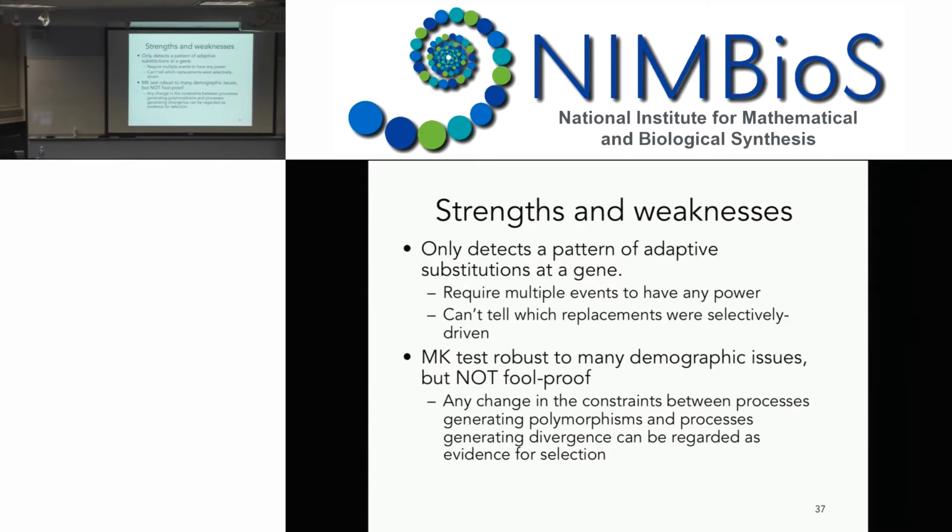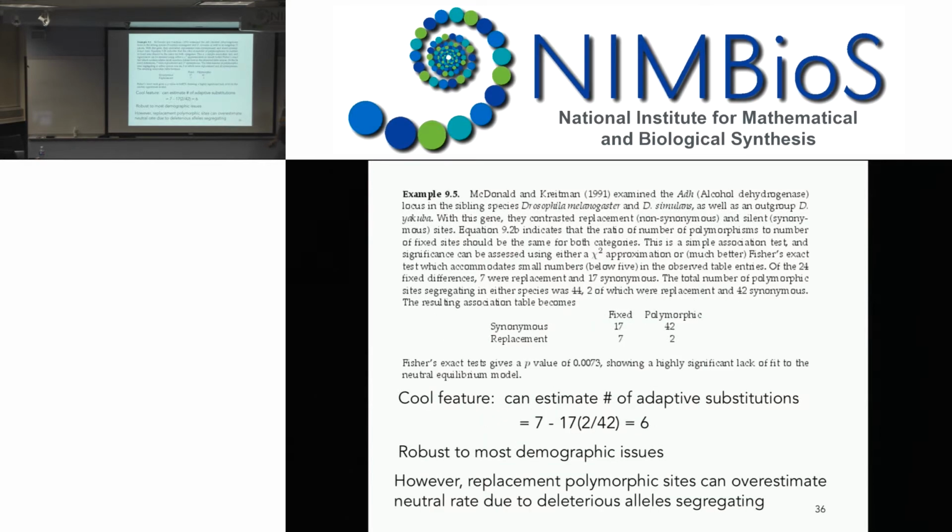So, strengths and weaknesses of McDonald-Kreitman and other such tests where I detect divergence: it only detects a pattern of adaptive substitutions. It requires multiple events to have any power, and I can't tell which replacements were selectively driven. Here, for example, I know that 6 out of the 7 were, but I'm not sure which one would be the neutral one. And again, this is an average. It may be there's 3 neutral and only 4 adaptive.